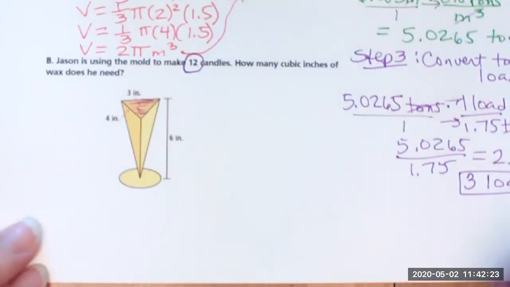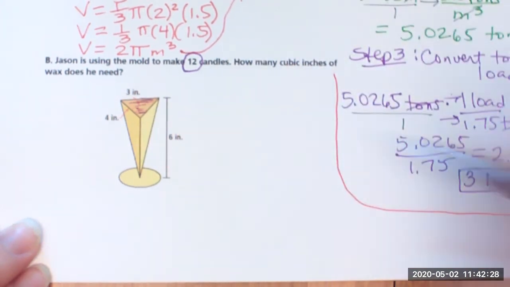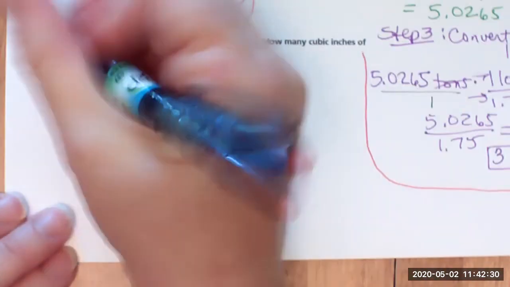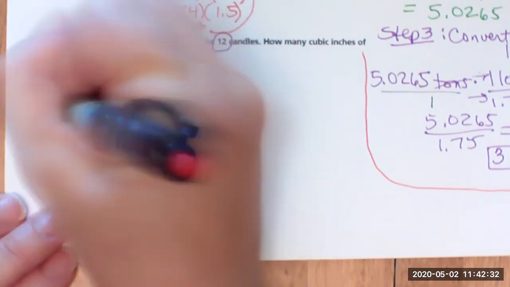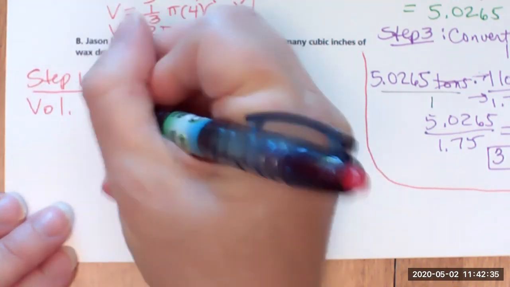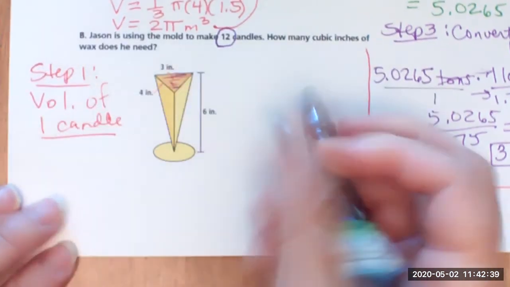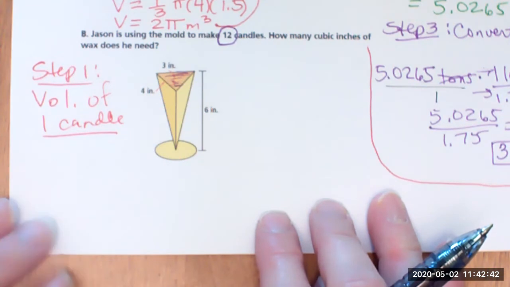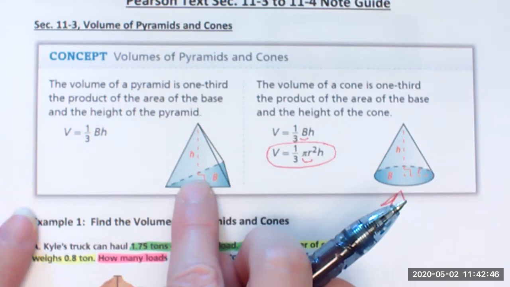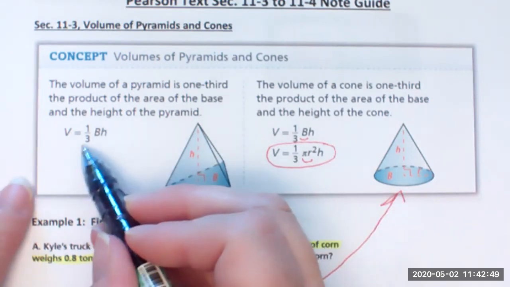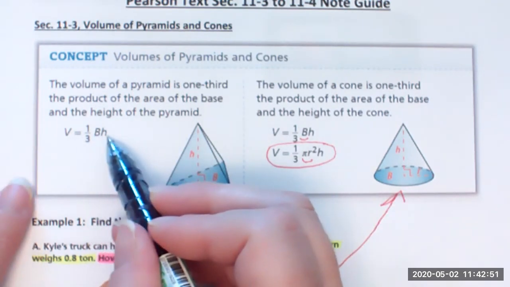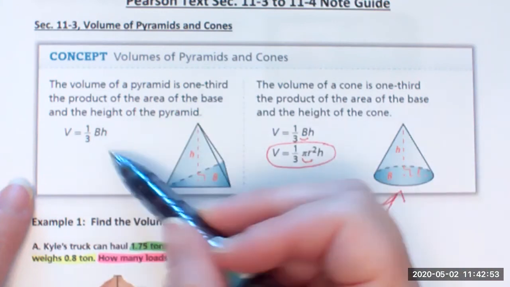Okay, so for step 1, let's find the volume of 1 candle. Okay, and I'll break this off so it keeps it separate. Now for the volume of a triangular pyramid, we go back up here. We can see we're going to take the volume equals 1/3 the area of the base times the height. Of course, this applies to any pyramid.